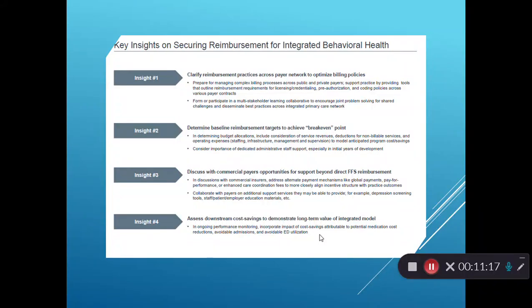Insight number 4, downstream cost saving, long-term value of integrated models. So some of the things that this is talking about is some of the things that eat up cost: crisis service, trying to provide stabilization to critical clients, trying to decrease hospitalization, really high medical cost. And some of this might be part of that prevention, education. But when we're talking about an integrated system, we're talking about a comprehensive style of care.